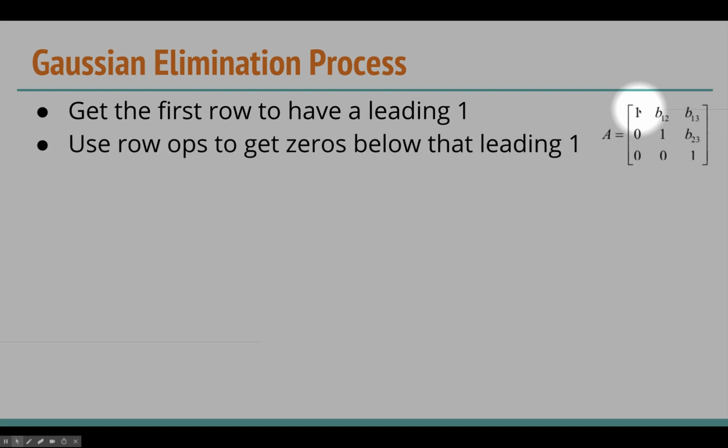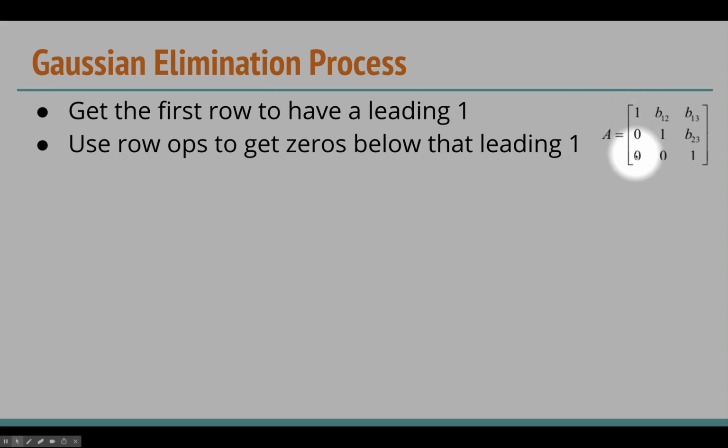Next, we're going to use one of the 3 row operations to get zeros below that leading 1. So this is really important. You go 1 column at a time, left to right. We start with the first column on the left. We put a 1 up here. We use row operations to get this to be a 1. Then we use row operations to get the number below it to be a 0.